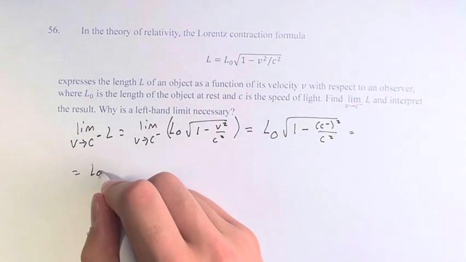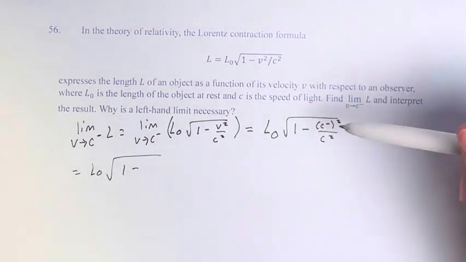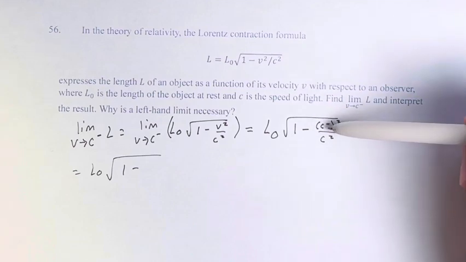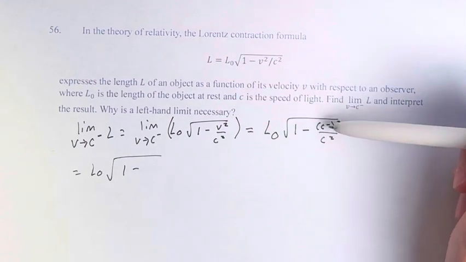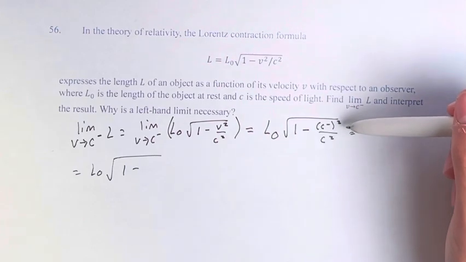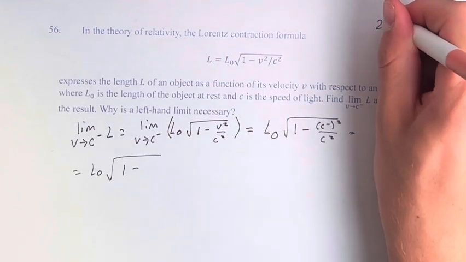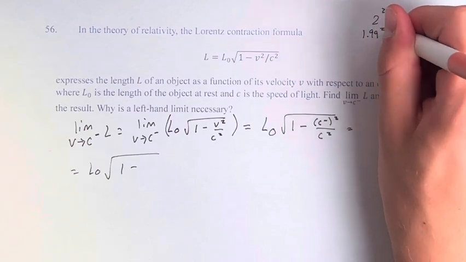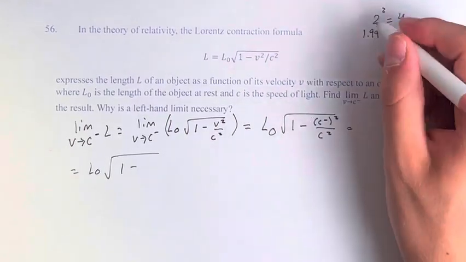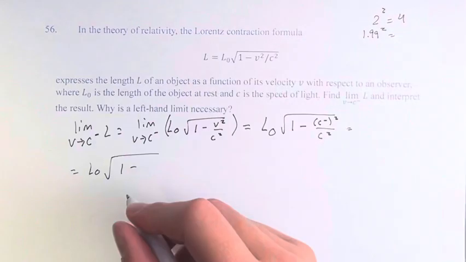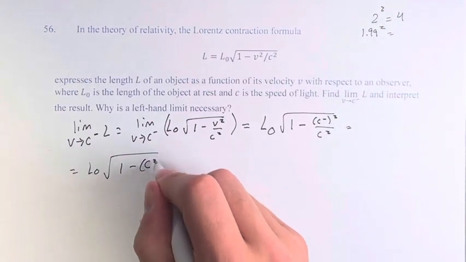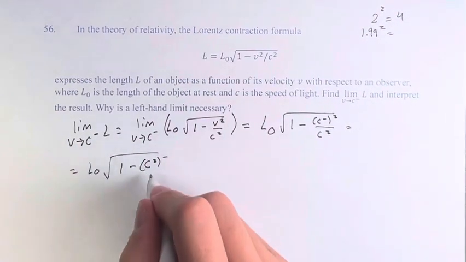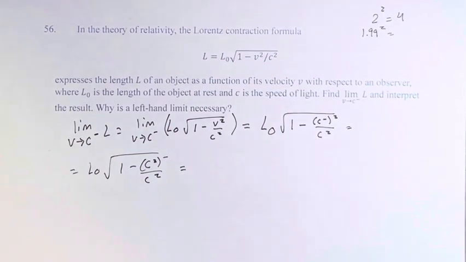So we have L naught times the square root of 1 minus this fraction. Well, what is this fraction? Well, we're taking values that are slightly less than c, right? And we're squaring them. So this is like we take 2 squared and it's 4. Now take a number that's slightly less than 2, right? We don't know what it is, but we know it's slightly less than 4. So we can think of this as c squared from the left over c squared.